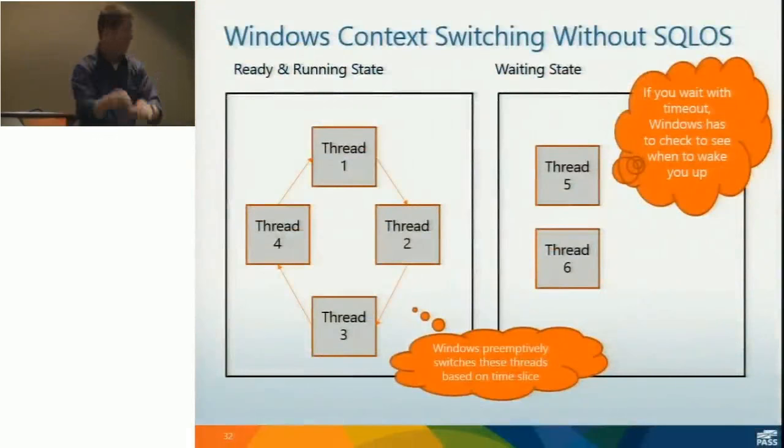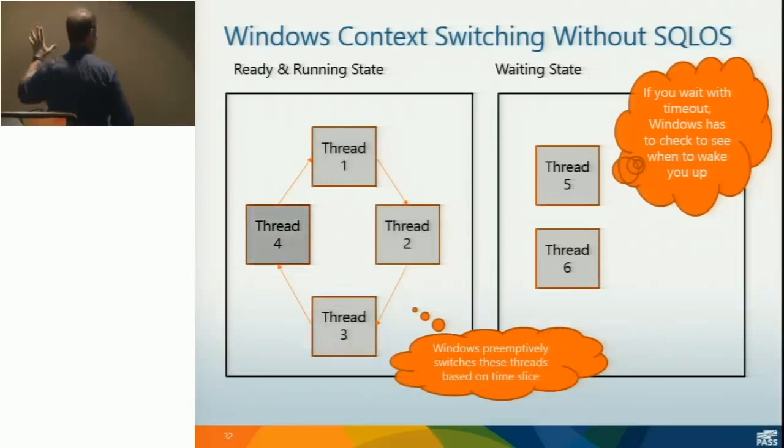So I thought this is a very helpful diagram for people to understand how it works between SQL OS and Windows. Imagine a world where we don't have SQL OS, but we have a bunch of threads in SQL Server. Over here in what's called the ready and running state for Windows, I have 4 threads that simply just switch between each other. Windows is preemptively switching these based on time slices.